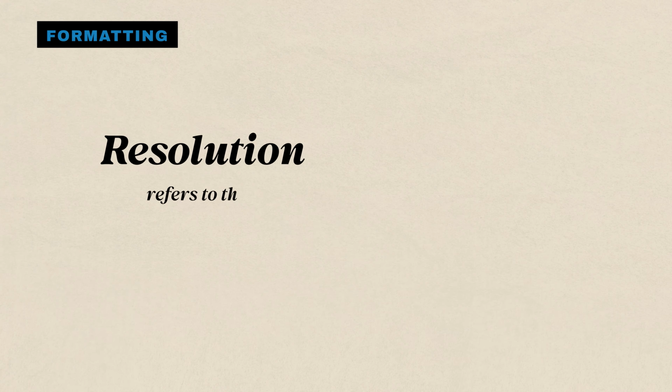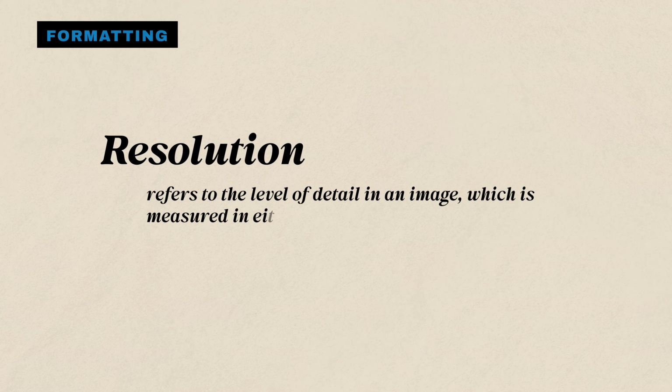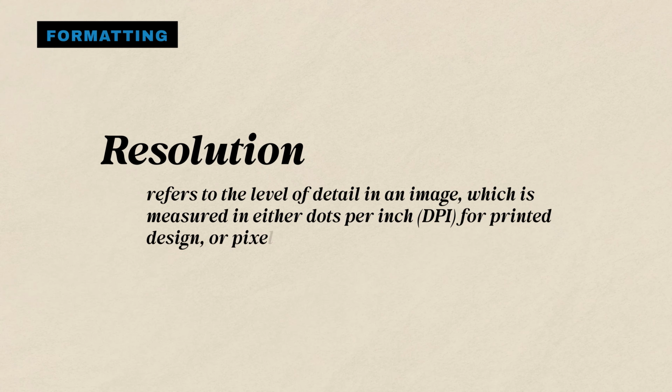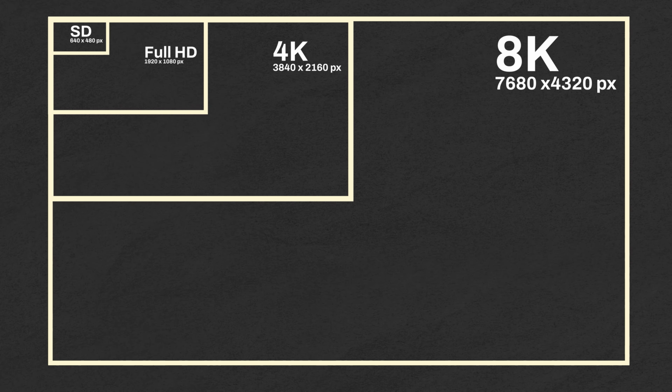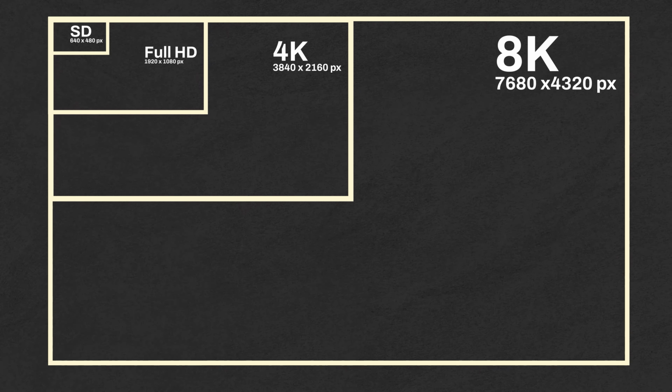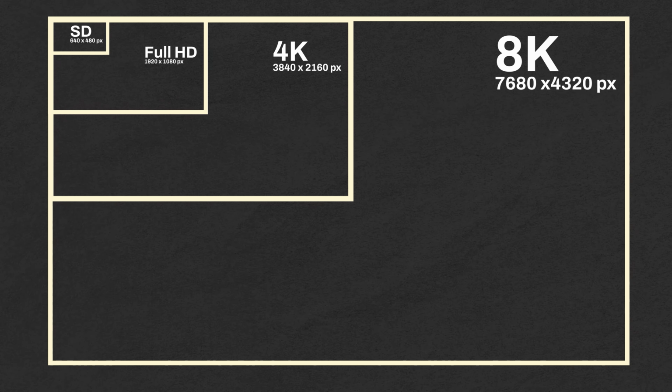Let's move on to our formatting terms. Resolution refers to the level of detail in an image, which is measured in either dots per inch for printed design or pixels per inch for digital displays. Imagine an image as a grid of tiny squares. The more squares per inch, the higher the resolution and the sharper the image detail.